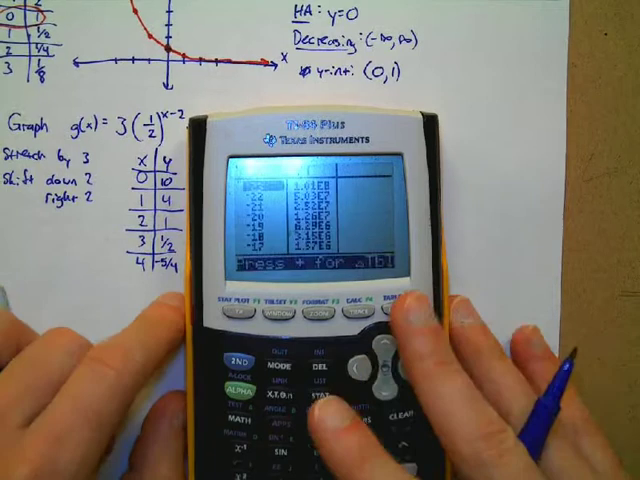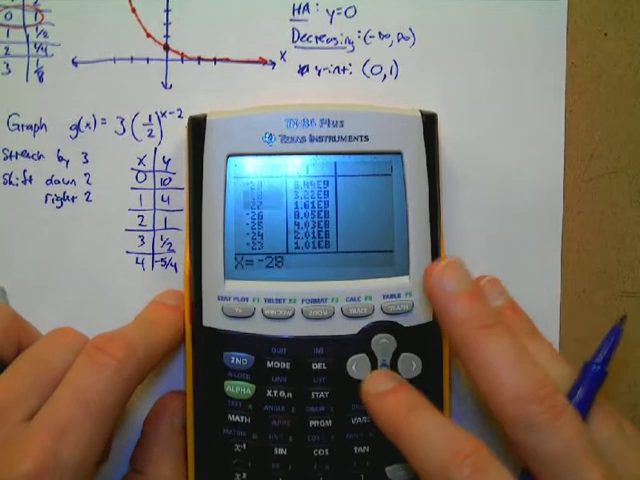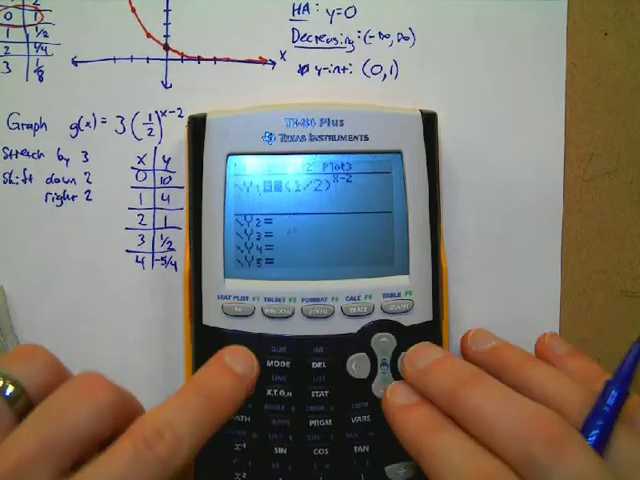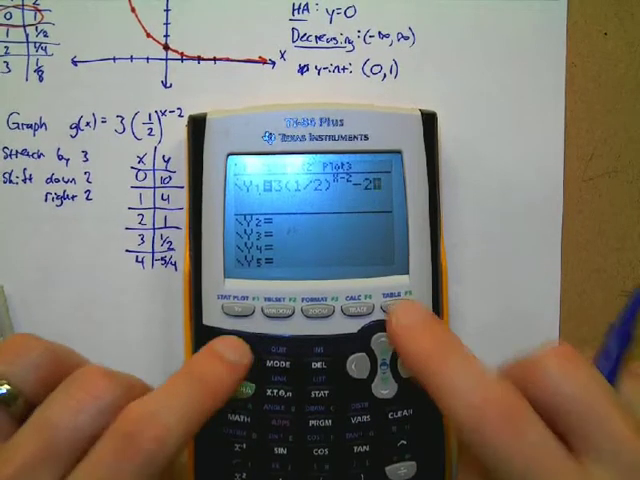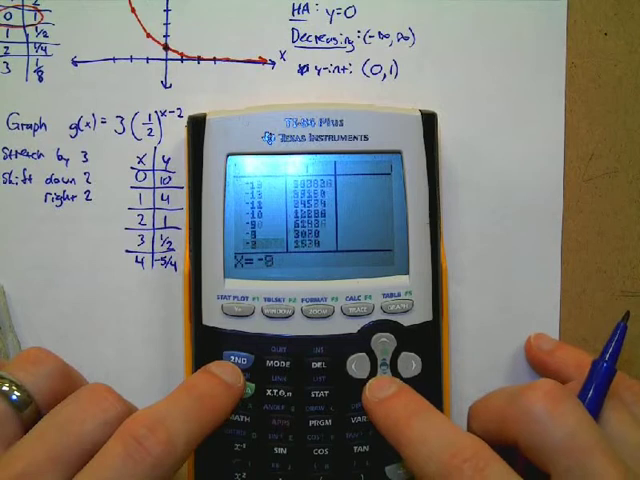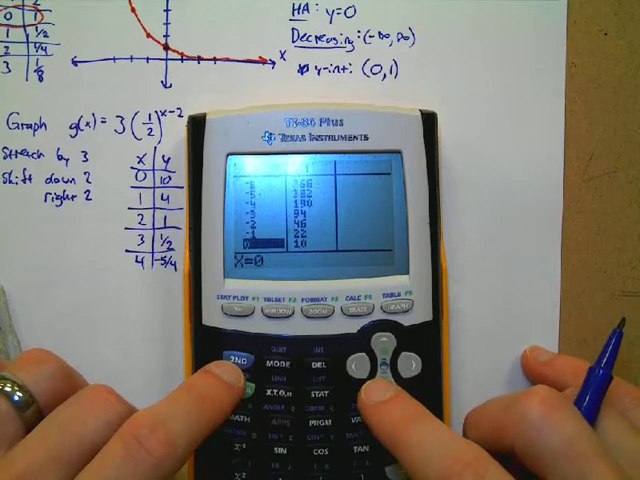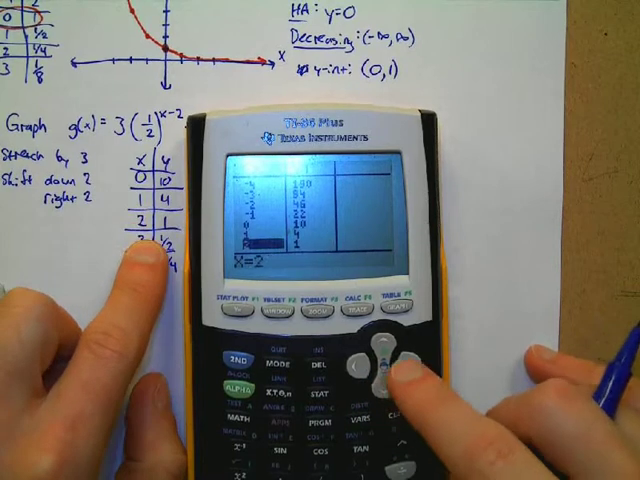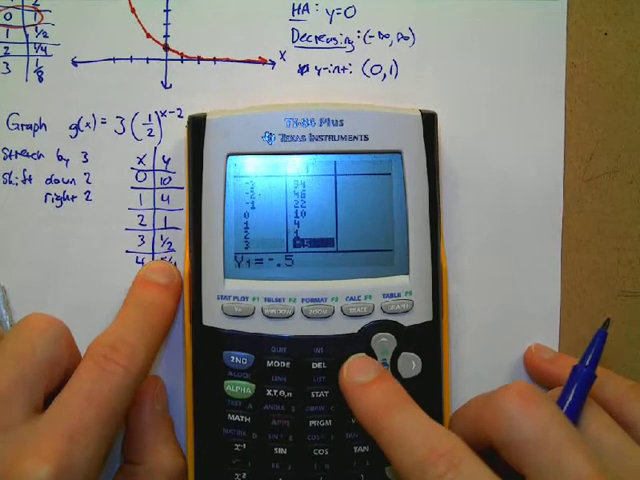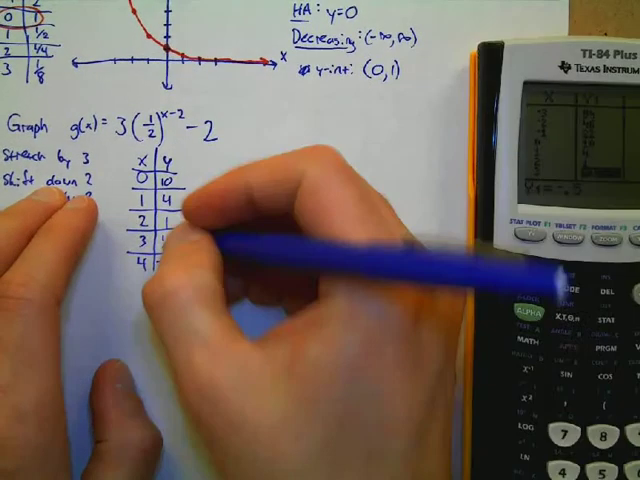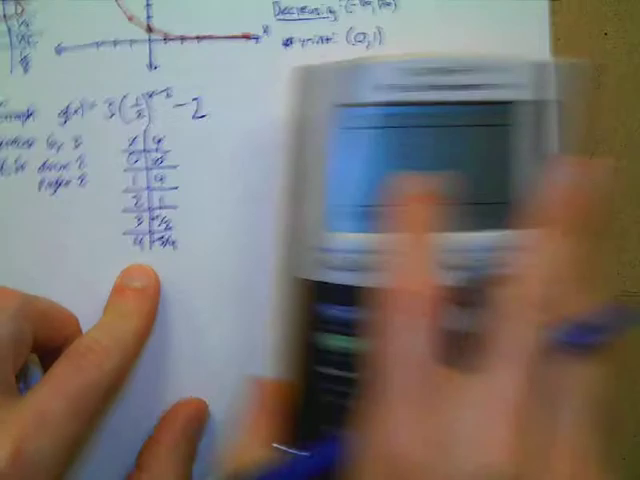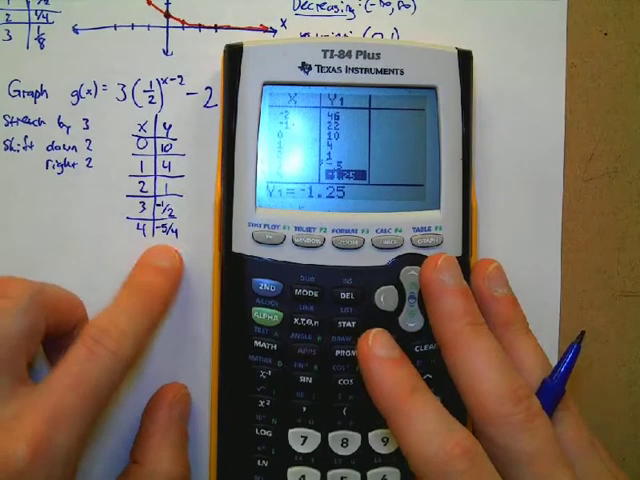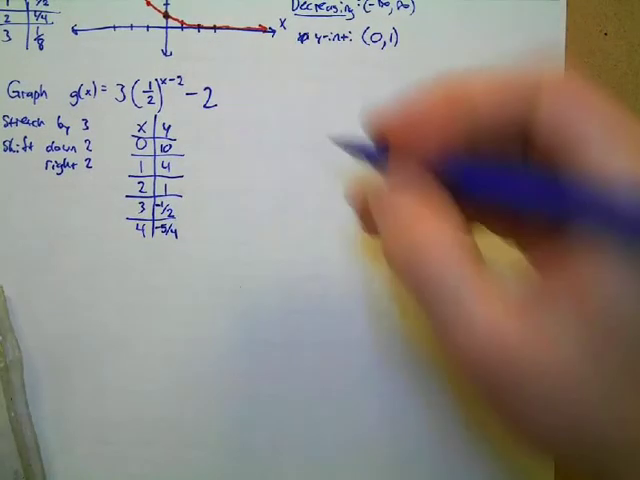Whoa, I'm way too far negative. Oh, I forgot the minus 2. All right, so let's see here. 0, 10, 1, 4, 2, 1, 3, negative 0.5. And then 4, negative 1.25, which is negative 5 fourths. Yep. Okay, let's plot these points then.